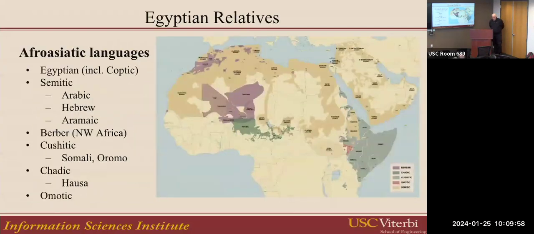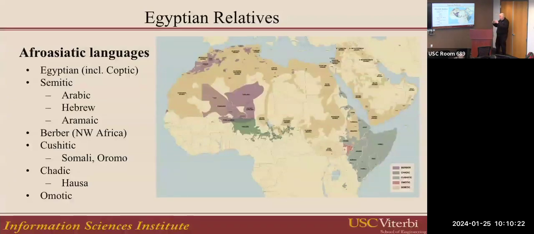So Egyptian is an Afro-Asiatic language, and it's in the same overall family as Semitic languages such as Arabic, Hebrew, and Aramaic. Berber languages are part of that; they are spoken in Northwest Africa. We have Somali and Oromo, we have Hausa, and then a few smaller languages in Ethiopia that are part of this broader family. So Egyptian is not a Semitic language, but it's related. When I looked at the Egyptian language, it was quite obvious that it was related to them.